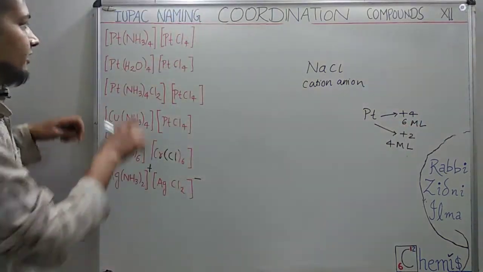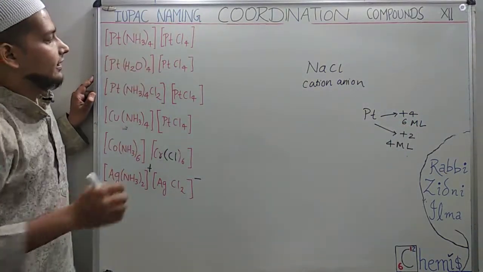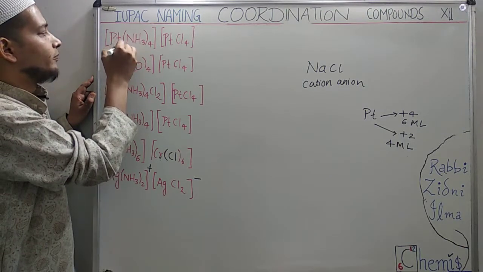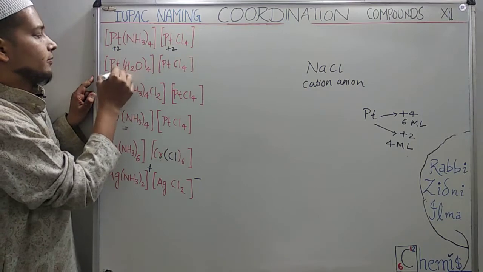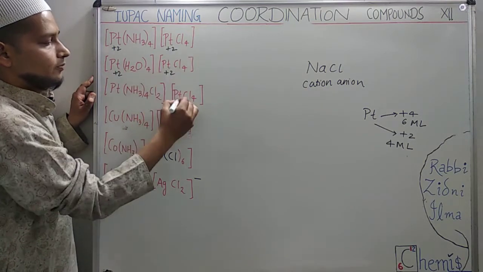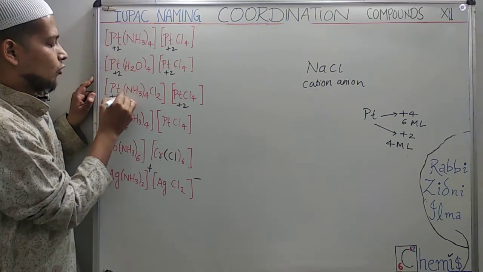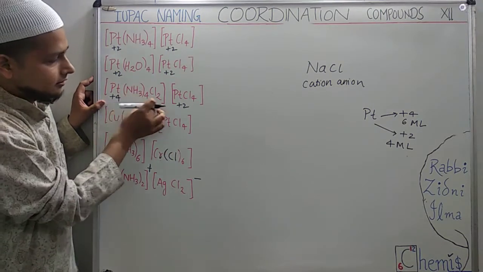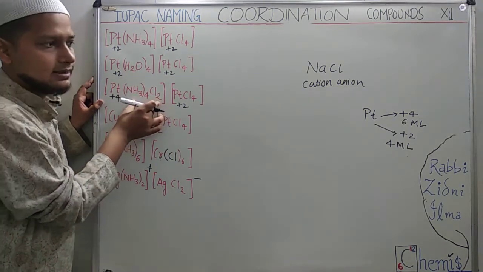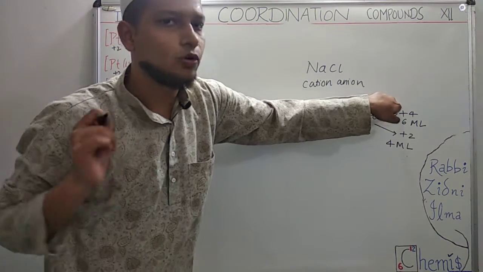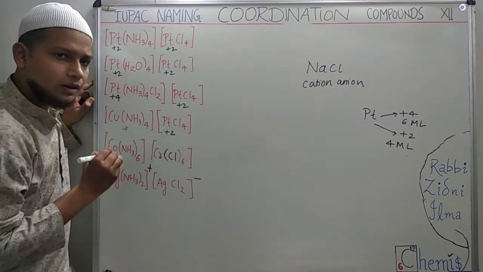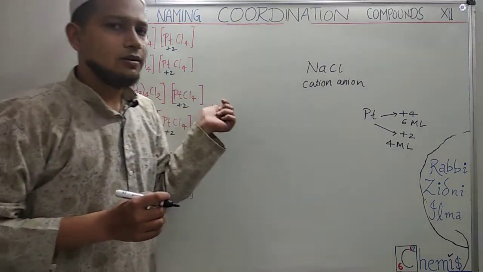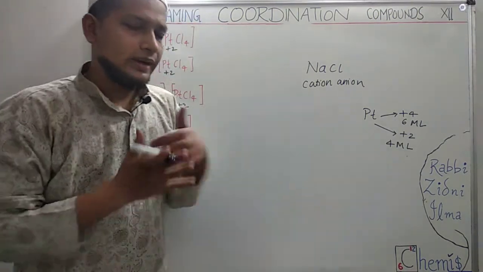Now look here. Here we have 4, so it will be what? +2. 4 chlorido, therefore +2. Look here, +2, +2, +2, +4. 4 amine dichlorido, 6 ligands, that will give us +4 oxidation state. For this case we have +2. So this is the basic for platinum. So let us start naming.